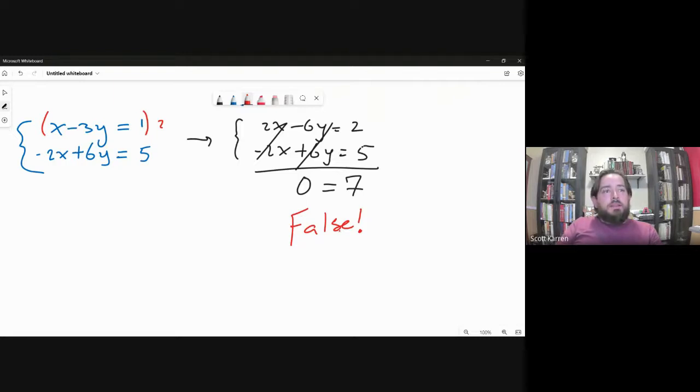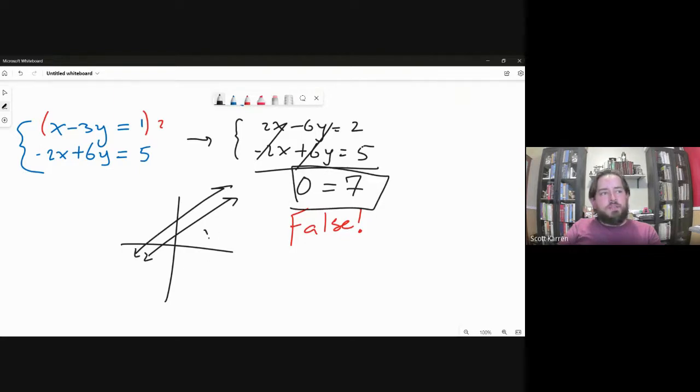And so if I plug in a graph of what these guys look like, something like this is the first one. And then the second one is something like that. And so the reason that we get down to a false is because these guys are parallel lines. And there will be no solutions here.